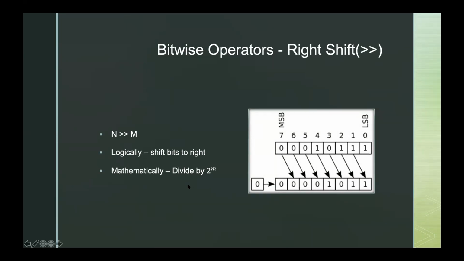All right. So if we perform the right shift operator on 4 by 2 bits, this will shift the number by 2 bits. The number will become 1, which is essentially 4 divided by 2 to the power 2.